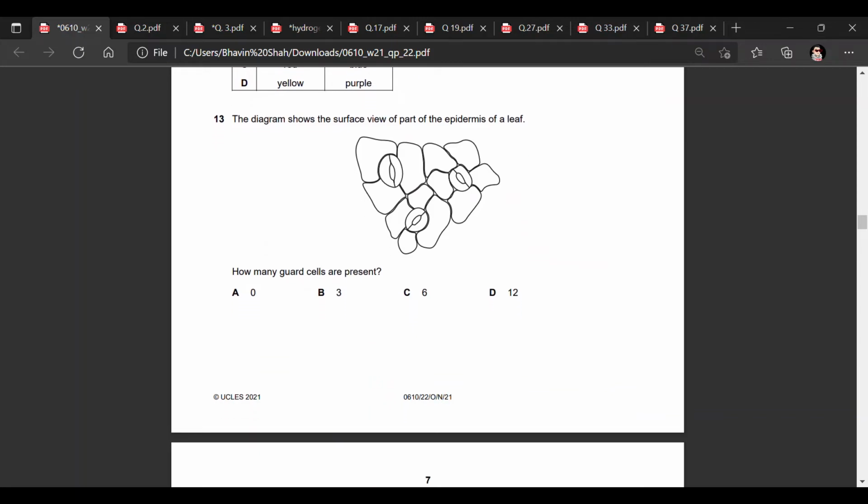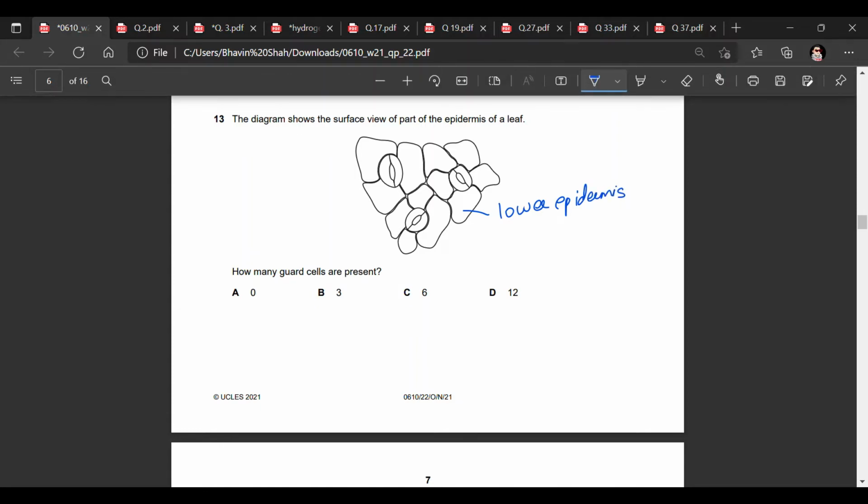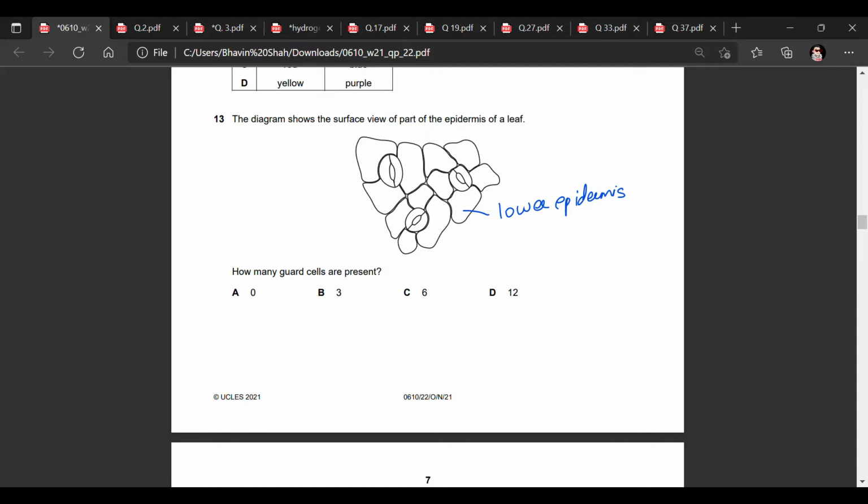Coming to the 13th one, the diagram shows the surface view of the part of the epidermis of a leaf. How many guard cells are present? So, as you can see, this is the lower epidermis, where the guard cells and the stomata are present. How many guard cells are present? As we can see, 1, 2, 3, 4, 5, and 6. So we are looking at the answer is C. The guard cells are 6.